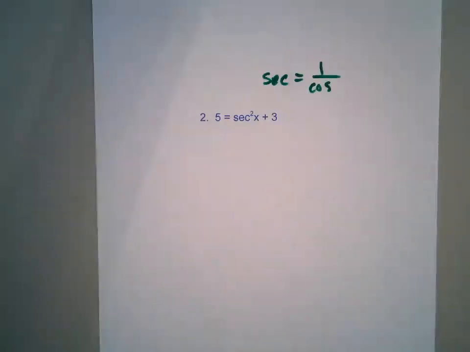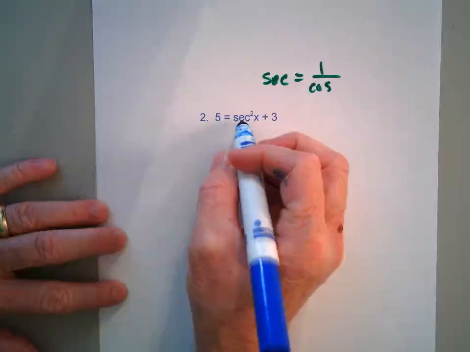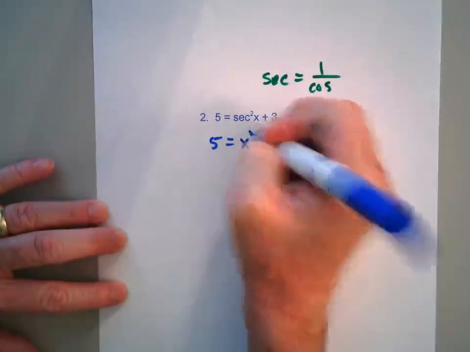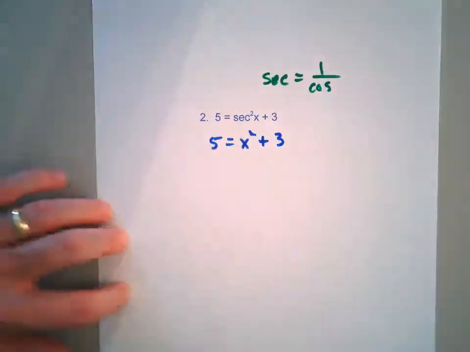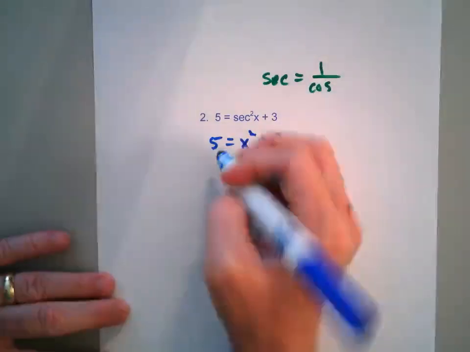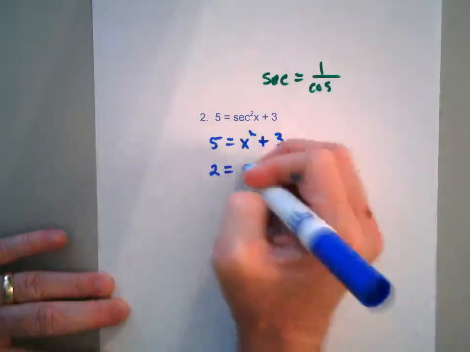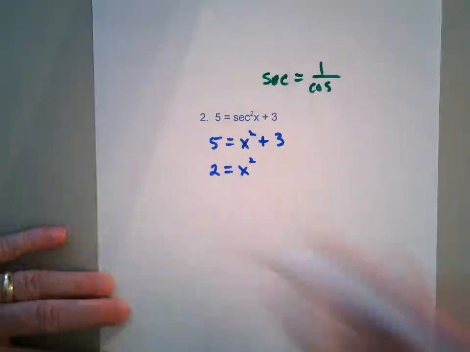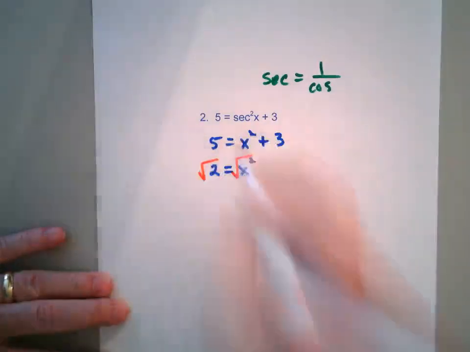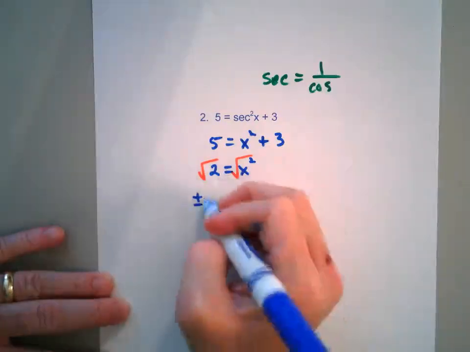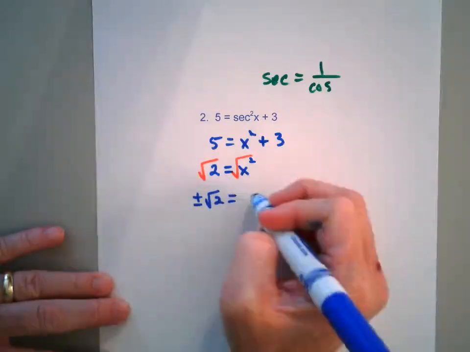All right, so take out the secant. Just ignore the secant. We'll put it back in later. 5 equals x squared plus 3. And solve the equation. Subtract 3 from both sides: 2 equals x squared. We'll take the square root of both sides. The square root is going to give us a plus or minus. Square root 2 equals x.